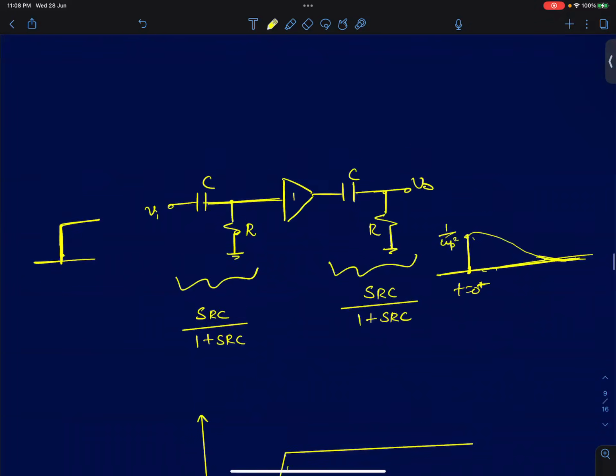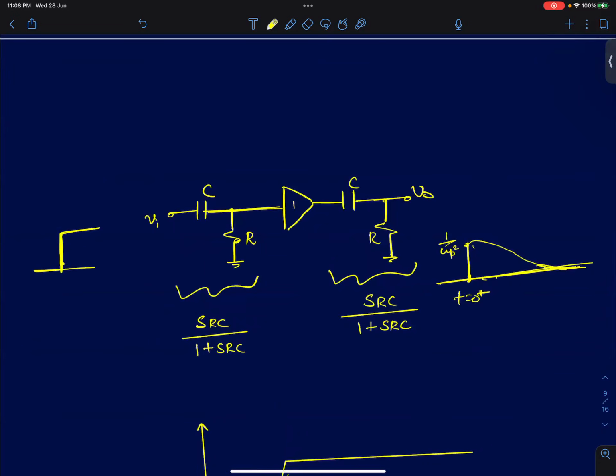Now, the same way for this circuit, which we had analyzed a few moments back, we will see what happens when I feed a step input. Sorry, the circuit is slightly different. I have cascaded two high-pass filters, two first-order high-pass filters. So the transfer function is SRC by 1 plus SRC and SRC by 1 plus SRC.